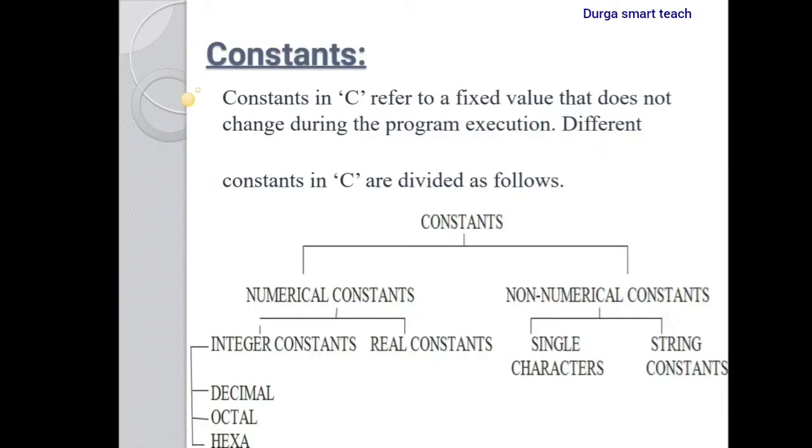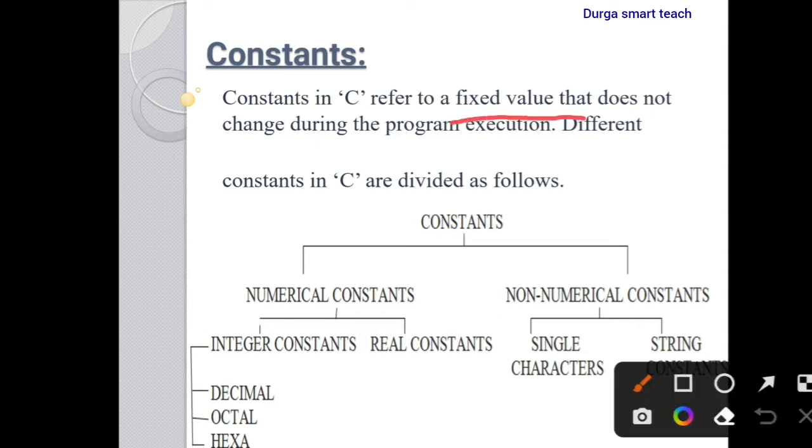Today I am going to discuss constants in C. So constants in C refer to fixed values that do not change during the program execution. In the last class I discussed variables.